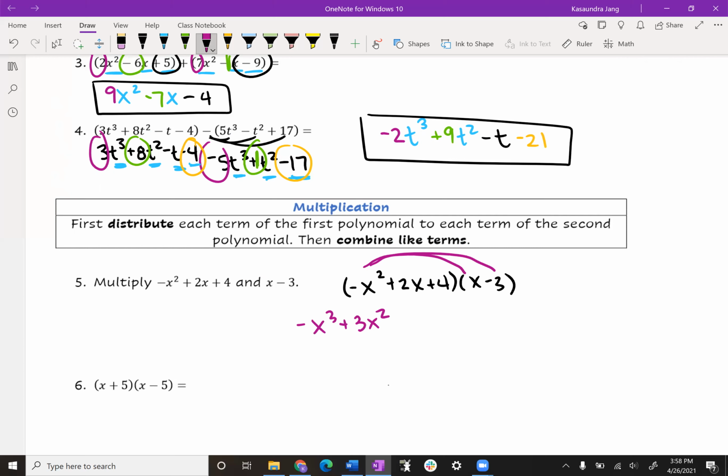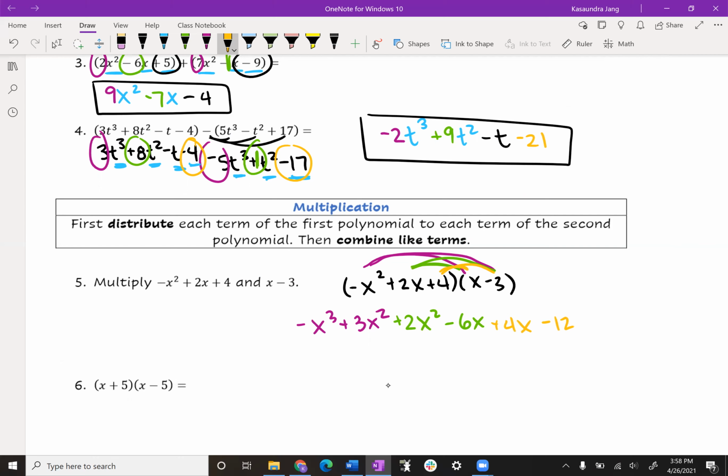All right, next up, let's distribute the 2x. So when I distribute that to, again, everything in the other set of parentheses. So the 2x times x is a 2x squared, and 2x times -3 is a -6x. And last one here, I need to distribute my 4 to everything, again, in the other set of parentheses. So I get the 4 times x, and the 4 times -3 is a -12. All right. So I have multiplied.